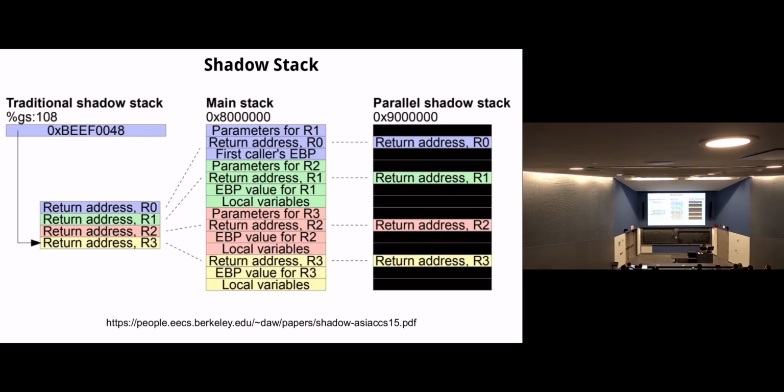This is a picture I took from a 2015 paper, 8 years ago, published in Asia CCS. It's also a very good conference in system security. This conference is always held in Asia, like China, South Korea. That's why it's called Asia CCS. CCS means computer and communication security.